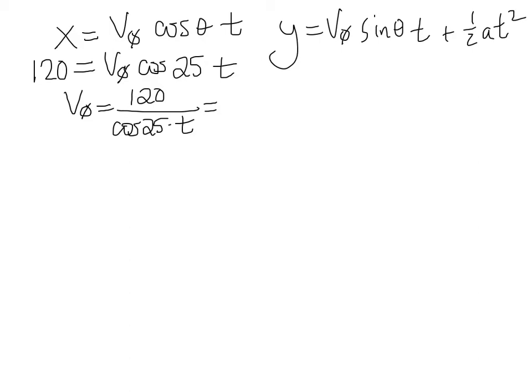I know x is 120. I know theta. So now what I'm going to do is solve in terms of v sub naught. And I'm just going to tell you that's the easiest way to do it. Again, you could do it the other way. You could solve for time in terms of v sub naught, but do what works for you. So I'm going to go ahead and take 120 divided by cosine of 25, and I'm going to get 132.4.